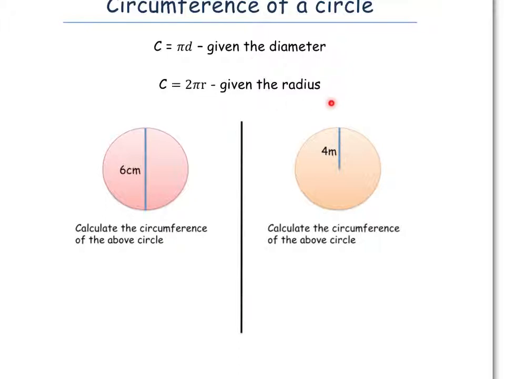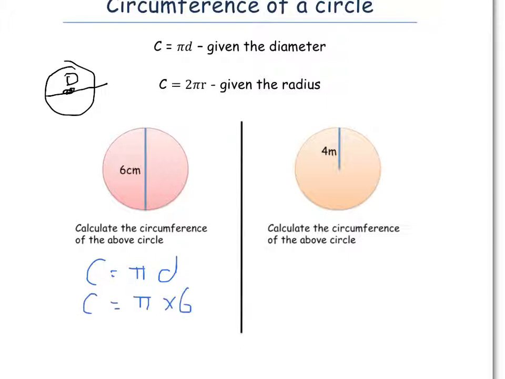So the first one is we're asked to find the circumference of this circle. Now firstly we have to decide, is this 6 centimetres the diameter or the radius? Well, it's a diameter, because remember the diameter goes from one side to the other through the centre. So we're going to use the top equation here, circumference equals pi times diameter. So C equals pi d. So we're going to use C equals pi times the diameter, which is 6.